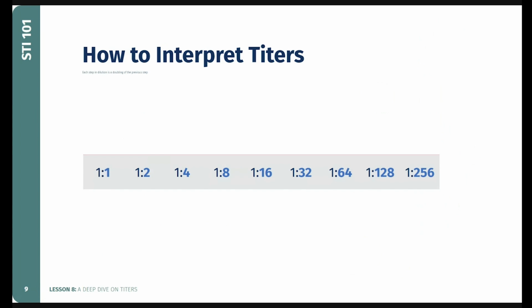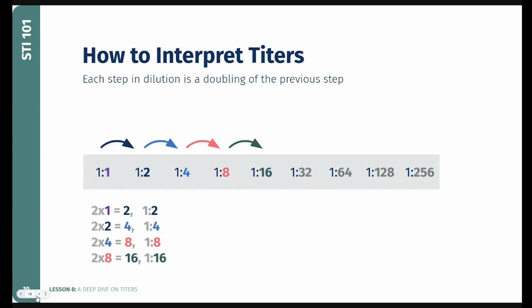With dilution, you are gradually doubling the amount of diluent used to thin the sample. Look at the titer in the first purple block. Remember that the number to the left of the colon never changes because it represents the sample you are diluting. The number to the right of the colon will increase because it represents the diluent.